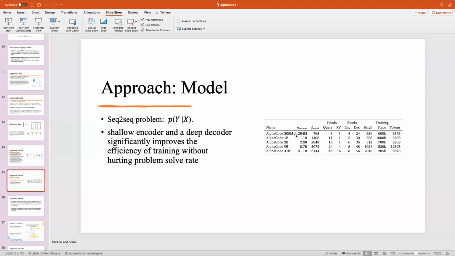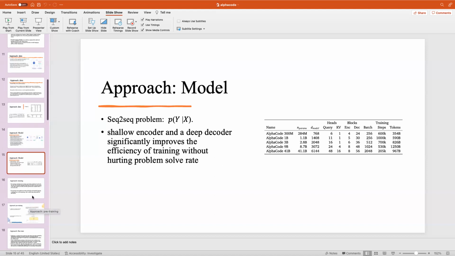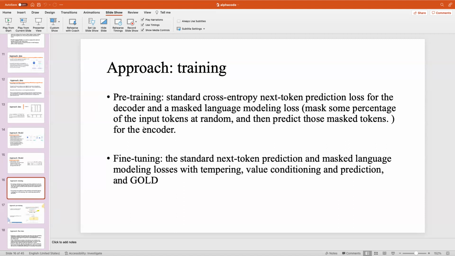So actually during the test time, the paper says when they try to assemble some of these models, the performance is even better than a single model. So yeah, here are some of the configurations of the model. Next we'll talk about the detailed training process of the model.